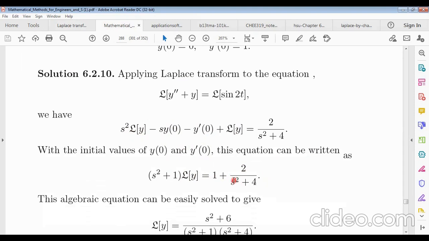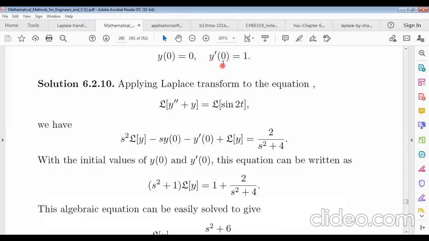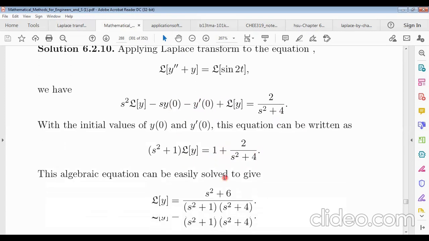Okay, what was y(0)? y(0) equals 1. What was the first derivative of y? y'(0) equals 1. This is y minus 1, and on the right-hand side it will be plus 1. Now this algebraic equation can be easily solved.